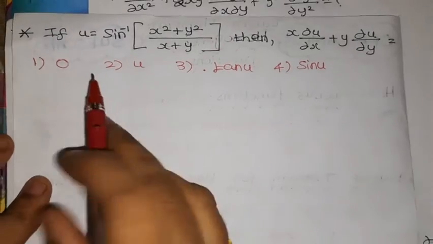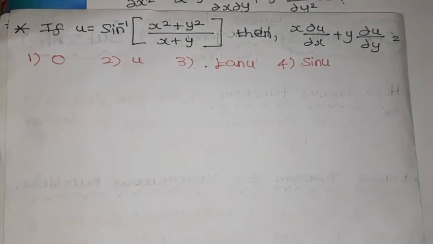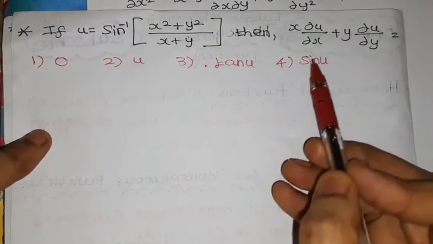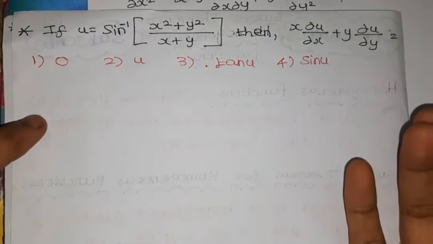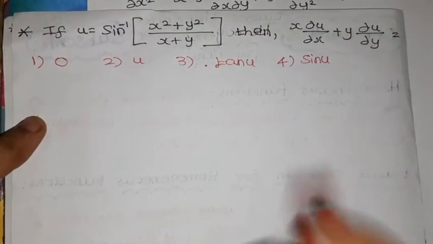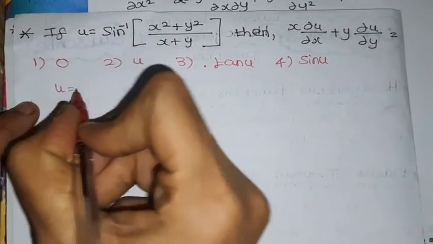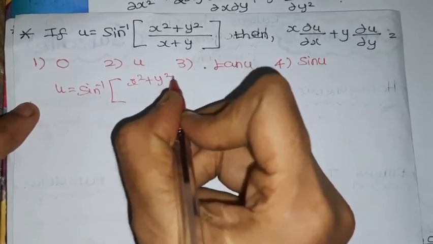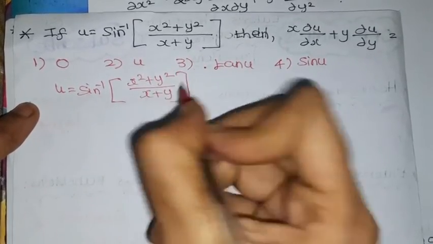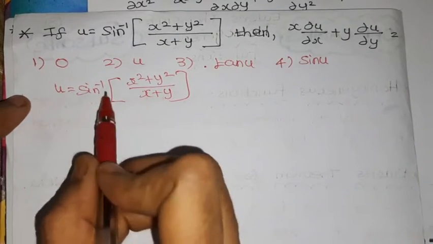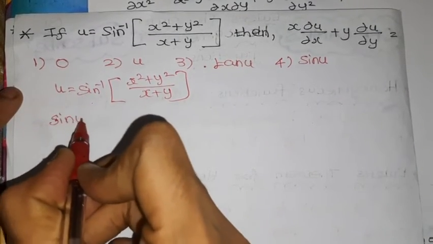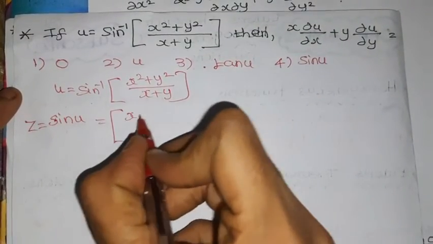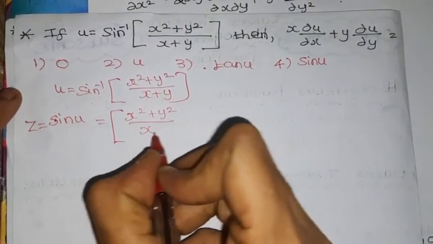If u equals sine inverse of x squared plus y squared divided by x plus y, then x dou u by dou x plus y dou u by dou y equals what? We need to find out. So what is given? u equals sine inverse of x square plus y square divided by x plus y. How can we write? Sine u, taking it as z, equals x square plus y square divided by x plus y.